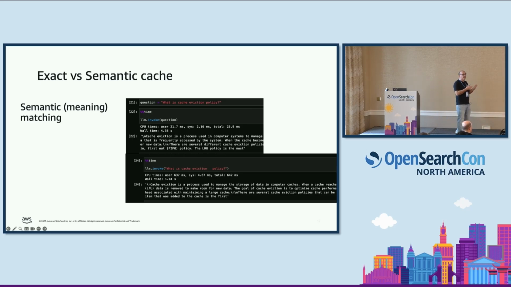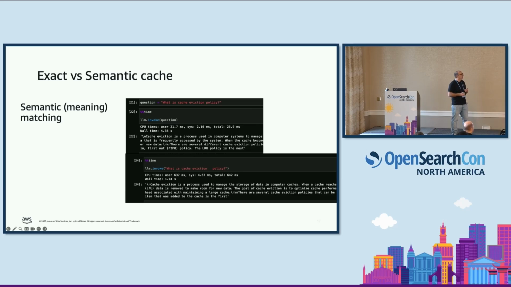With that, we'll move to the more advanced type of caching, which is semantic. By semantic, we mean we're going to cache the meaning of the request. And you can see here, for example, when I'm asking initially what is a cache eviction policy, I'm invoking the LLM, and the response is within 4 seconds. And this time, when I'm asking a similar question, but with different wording, what is cache eviction policy, then I still get a cache hit, and the response is within 1 second.